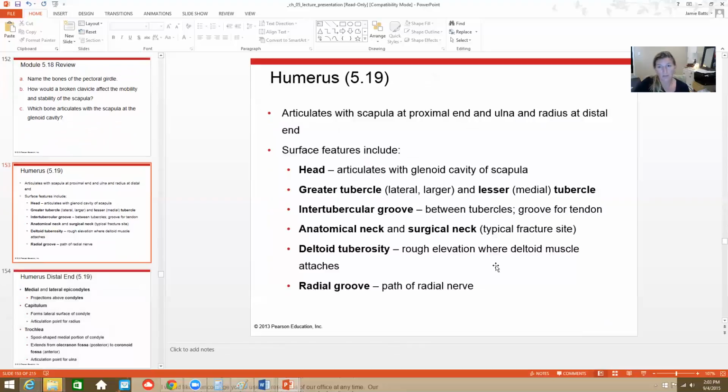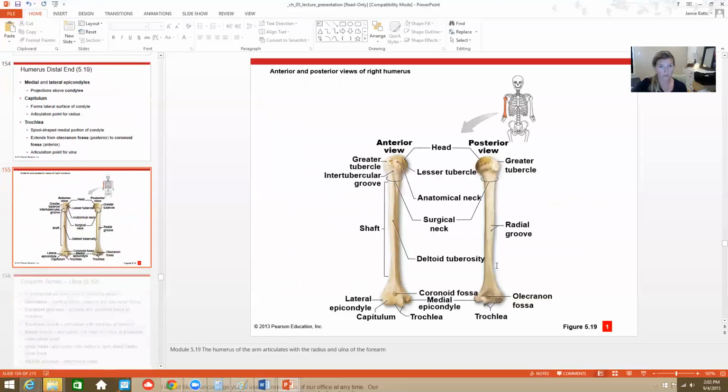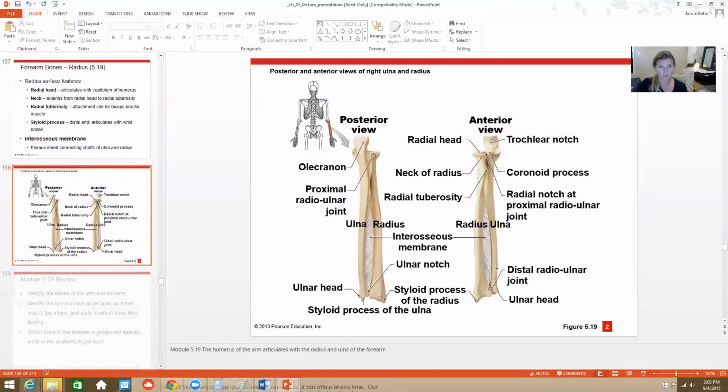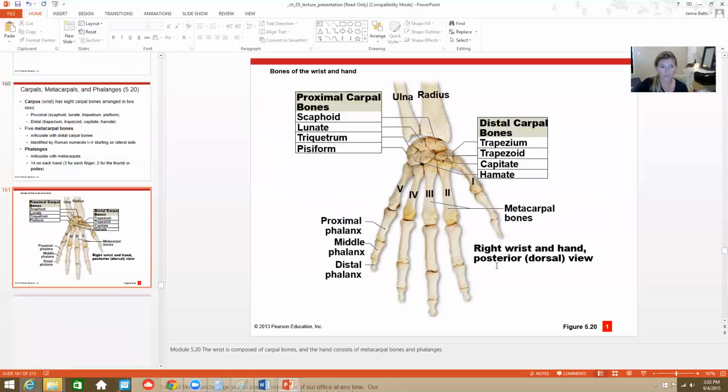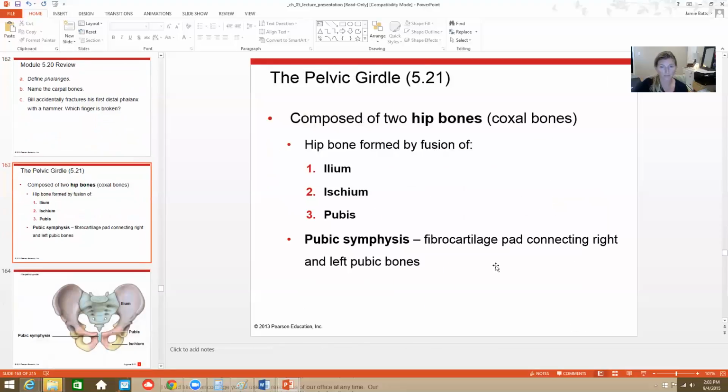And again, same thing. You should know what a humerus is, but do you have to know all these parts of a humerus? Absolutely not. You may have to know them for lab. Pelvic girdle, again, you need to know what it is, but you do not need to know all of the details that are mentioned in your book. You may have to know them for lab.